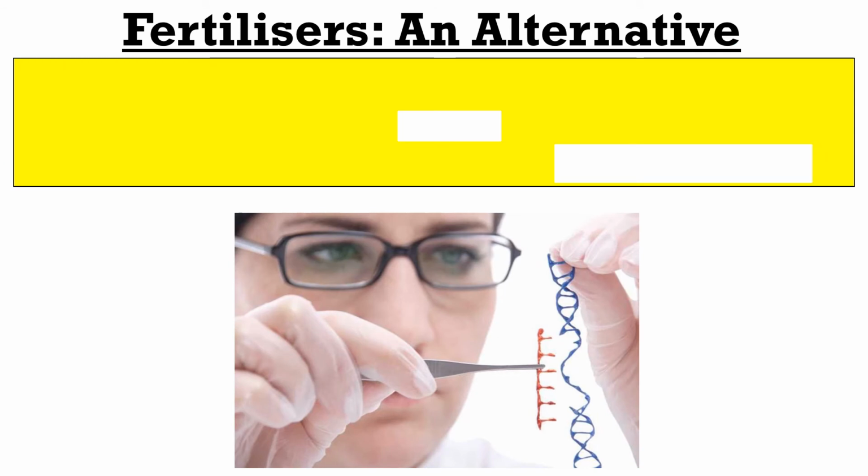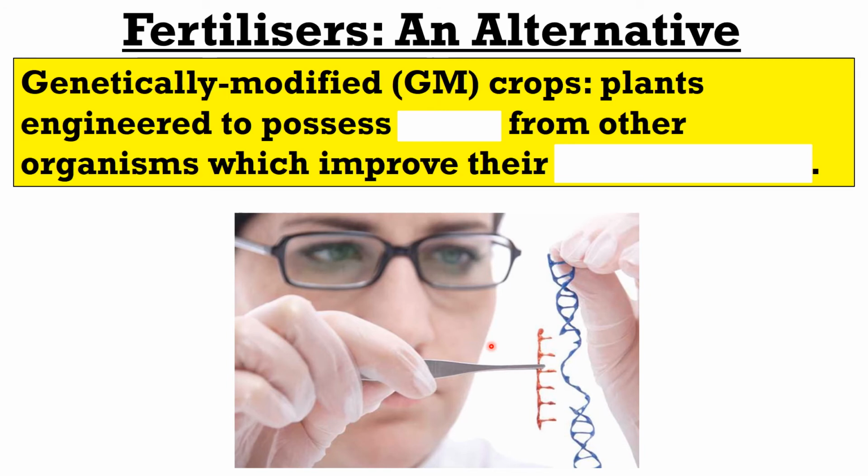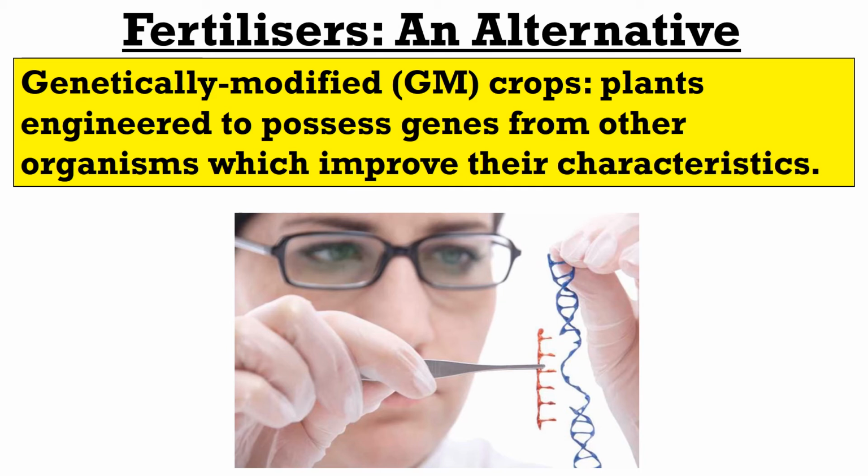So any ideas? I think I talked about it in the previous session. What you could do is genetically modify crops. If you see the letters GM, that means genetically modified. They are plants engineered to possess genes from other organisms which improve their characteristics. If they're an alternative to fertilizers, then they're going to do something which allows the plant to grow more or resist disease, something which results in an increased food yield for humans.